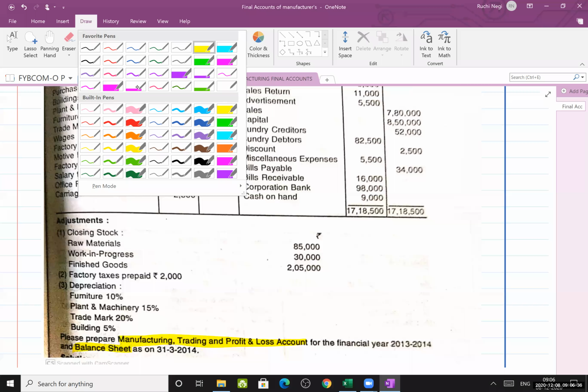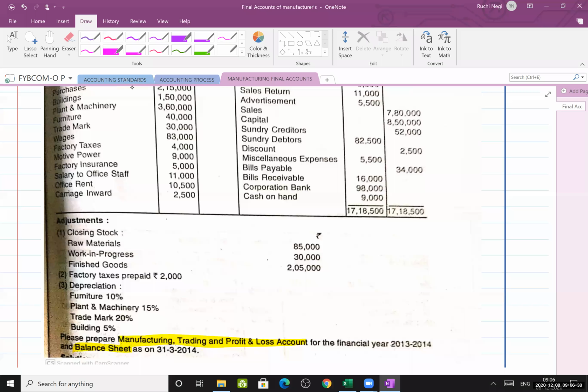As I said, I have a habit of discussing the adjustments first. So closing stock, where will this go? Raw material closing stock, less from raw material consumed formula. WIP closing stock will go to manufacturing credit side. Finished goods closing stock will go to trading credit side. And the second effect of the three items will be definitely balance sheet asset side.